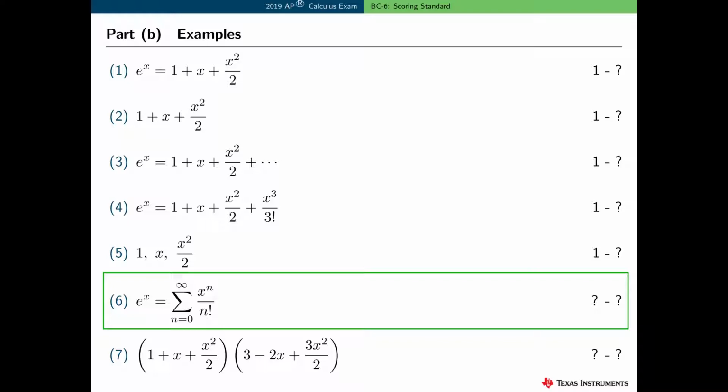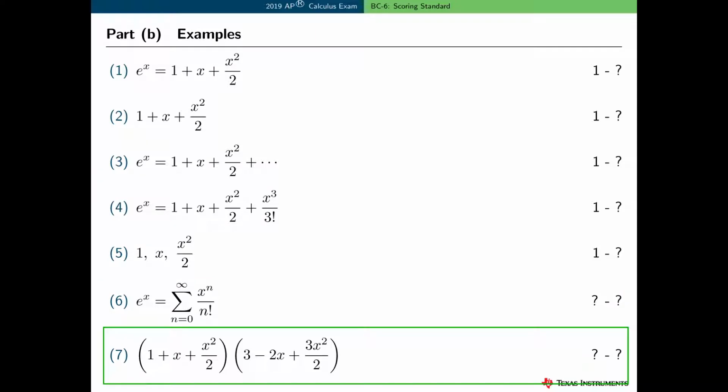In example 6, this is the entire Maclaurin series for e to the x, written using summation notation. We don't have the first 3 terms explicitly presented. So this alone does not earn the first point. Now note that the student could go on to extract the first 3 terms to earn the point, but they have not earned this first point yet. And finally, in example 7, the first 3 terms are implicit in the product. They are not given separately or explicitly. So unfortunately, this presentation alone does not earn the first point.